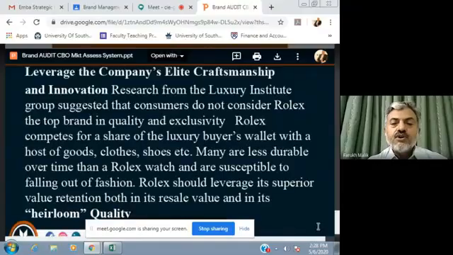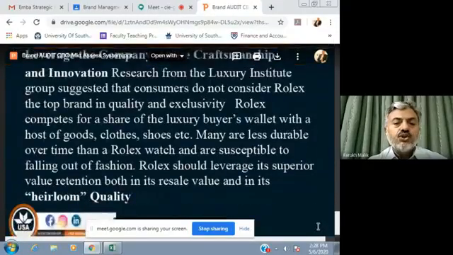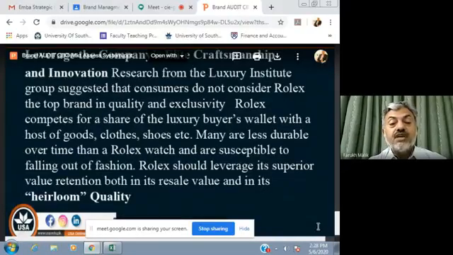Research on, now it's a more than 100 years old brand, right? Researchers from the Luxury Institute group suggested that consumers do not consider Rolex the top brand in quality and exclusivity. So Rolex competes for a share of the luxury buyer's wallet with a host of companies that are also selling clothes and shoes and handbags and other products. But many are less durable over a period of time, whereas a Rolex watch, just as I told you, might be 100 years old, but it's still working perfectly. And quality speaks for itself, right?